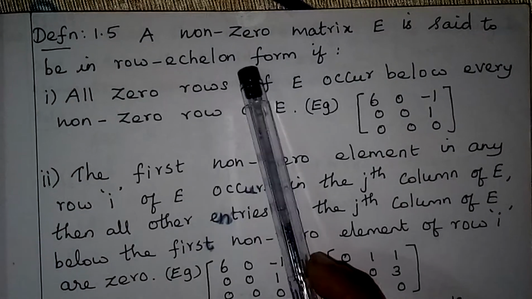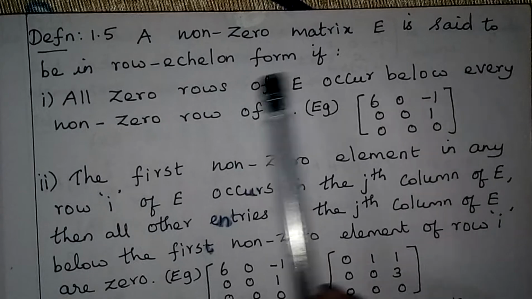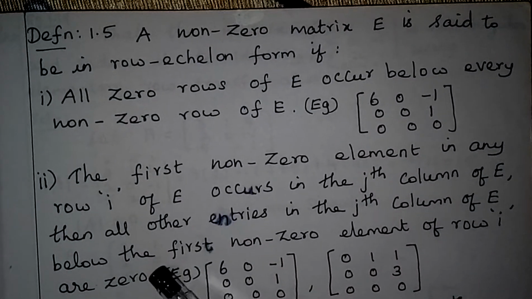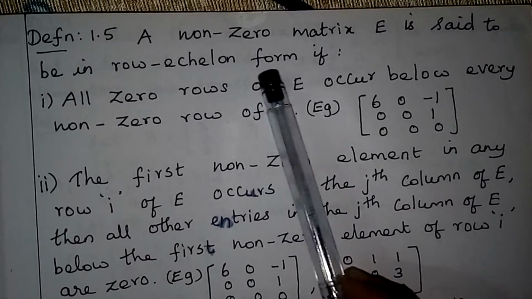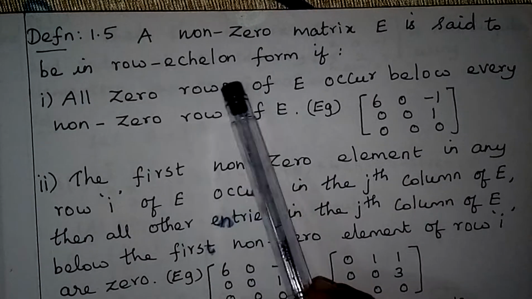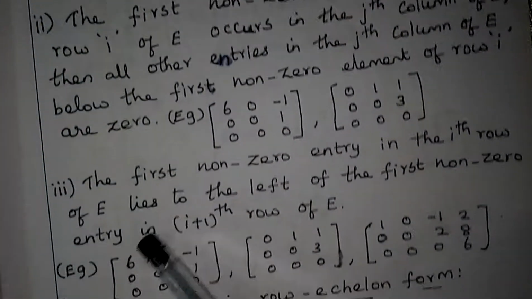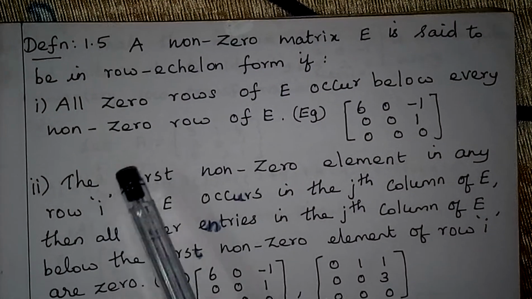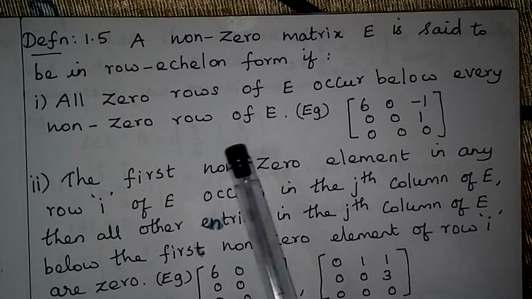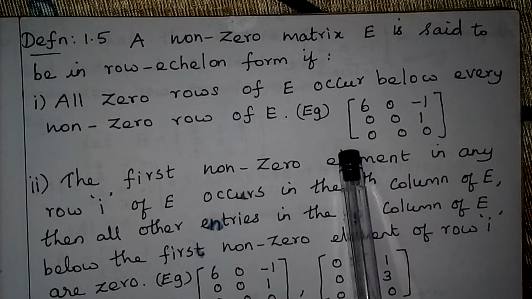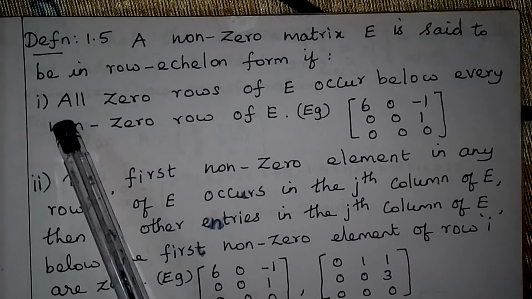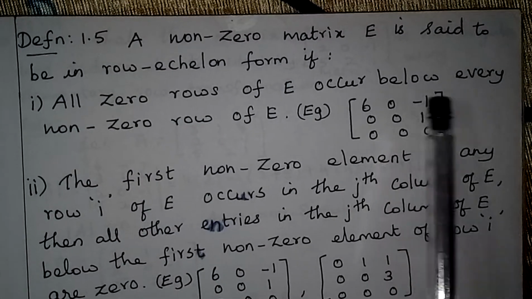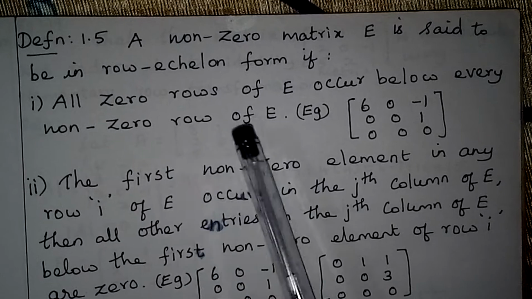Definition: a non-zero matrix E is said to be in row echelon form if it satisfies these three conditions. We can see them one by one. In the book they have given just the definition. I have given one example for each point, then it will be clear for you. The first point is all zero rows of E occur below every non-zero row of E.